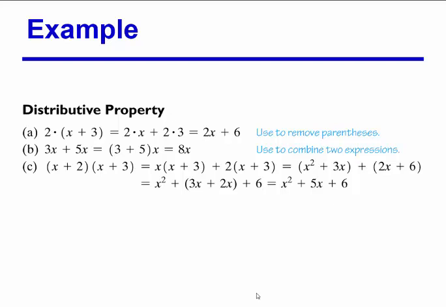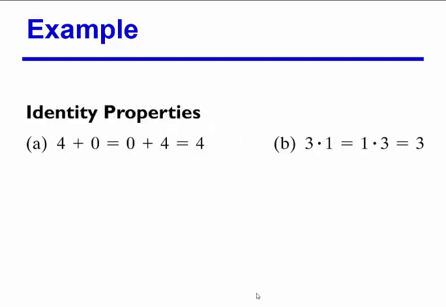And of course C, we're going to use the FOIL method, which is first, outside, inside, last. There's also different ways of multiplying these, and this one, what they did was they separated into two distinct distributive properties, and then we combined it at the end. The identity properties.